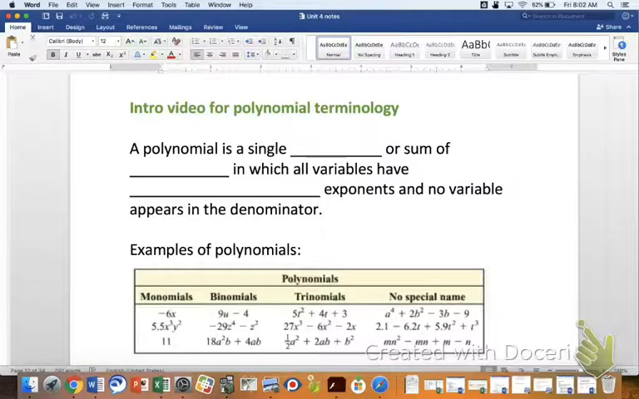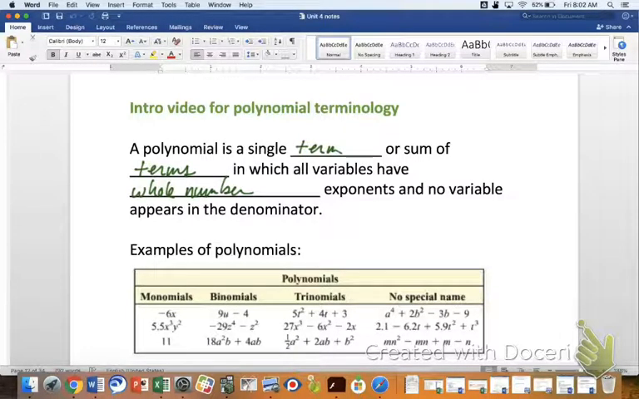This is the intro video for Algebra 1, and we're going to be looking at the concept of polynomials, and specifically here, polynomial terminology. All right, so a couple of fill-in-the-blanks here. A polynomial is a single term or sum of terms in which all the variables have whole number exponents and no variable appears in the denominator.